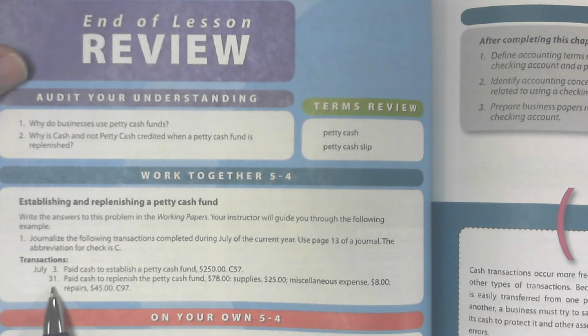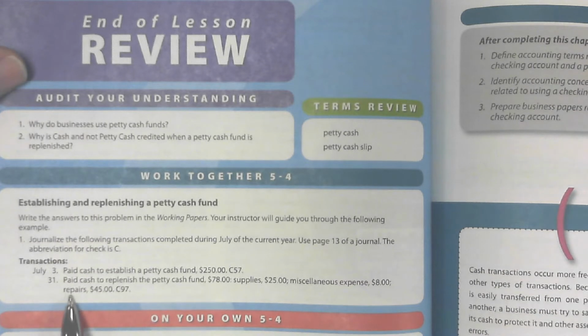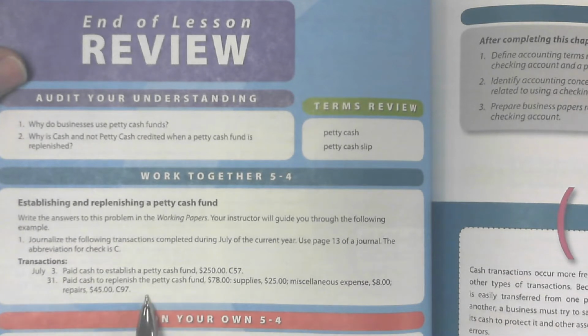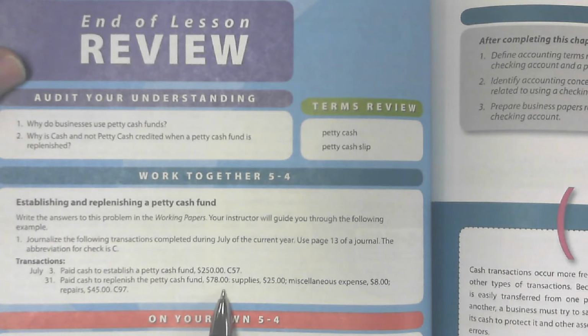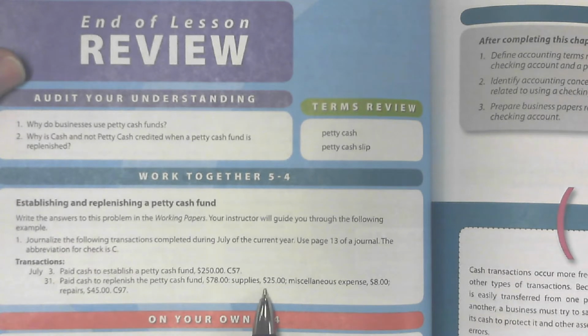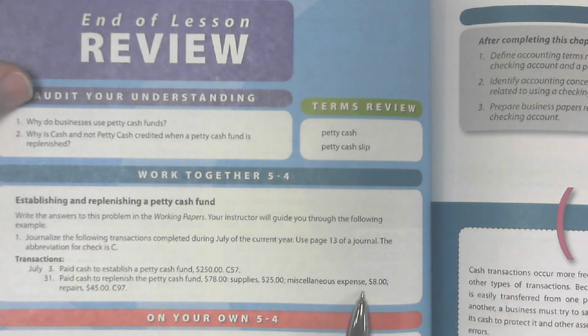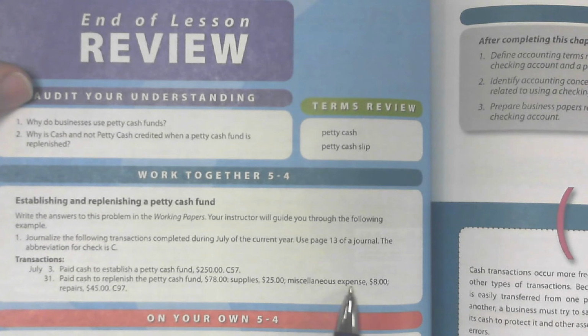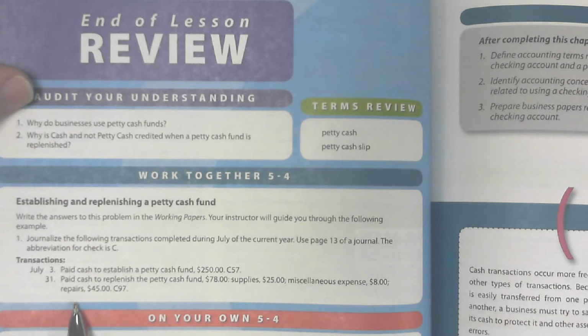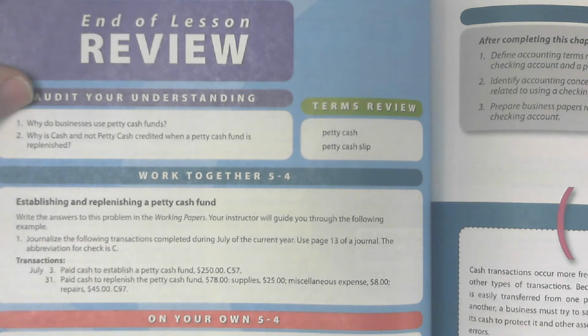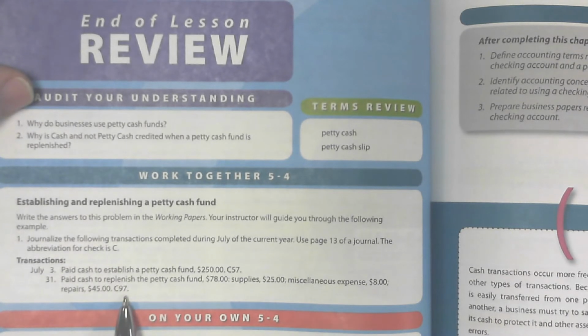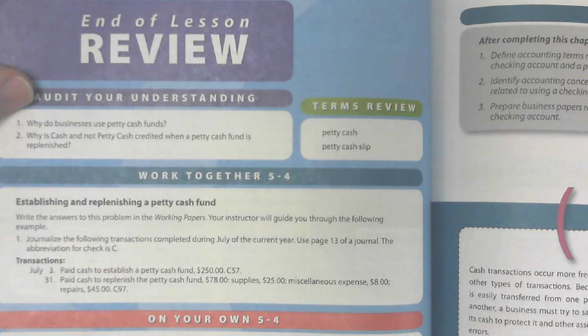So now it skips down to the 31st, where we're going to replenish our petty cash for a total of $78. So we had some money spent on supplies. We had some kind of miscellaneous expense. It could have been for coffee, could have been for paper clips, who knows. Then we had some repairs on something for $45. And the check we're going to use for this one is going to be C97.